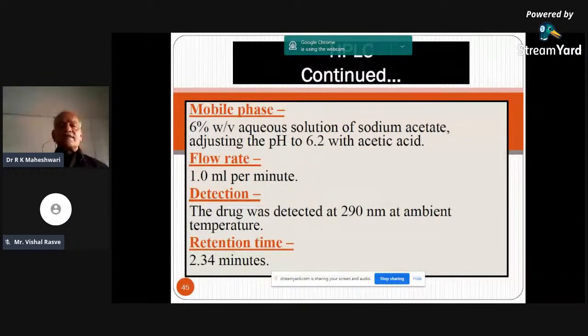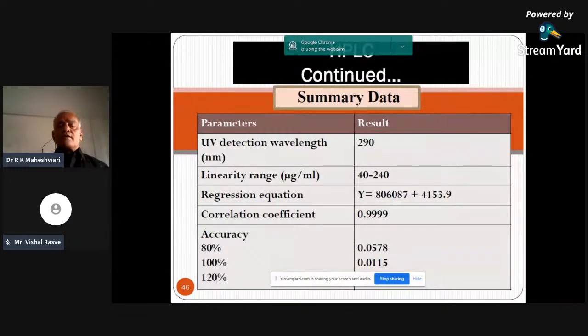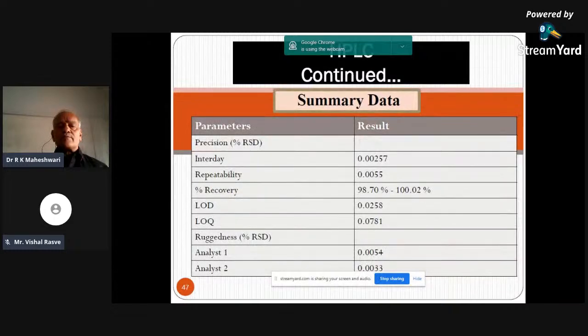She has employed a 6% weight by volume aqueous solution of sodium acetate as the hydrotropic mobile phase, after adjusting the pH to 6.2 with acetic acid. Why? Because if you make only the 6% sodium acetate solution, its pH is about 8 or 8.5. So she used acetic acid to bring the pH down from 8.5 to 6.2, and this solution was used as mobile phase for reverse phase HPLC of the cefixime drug. The details are there.